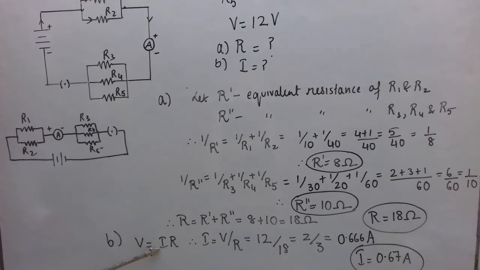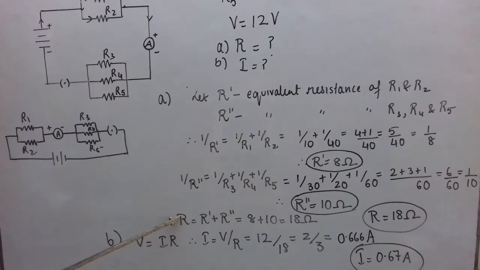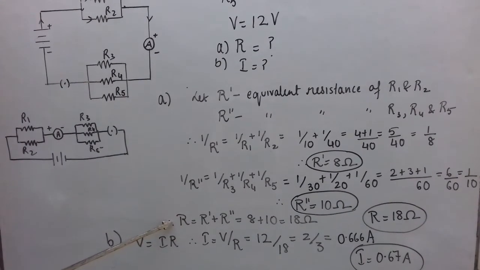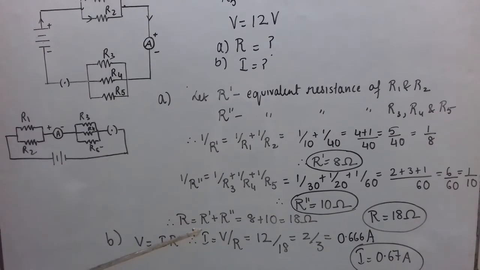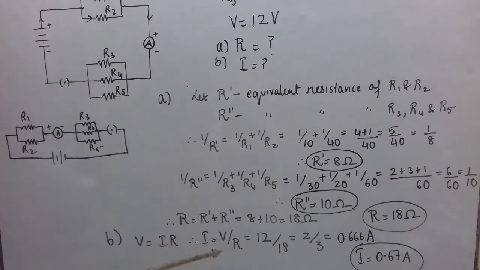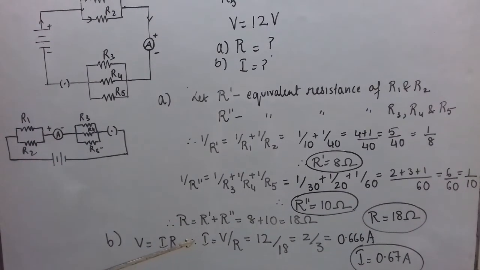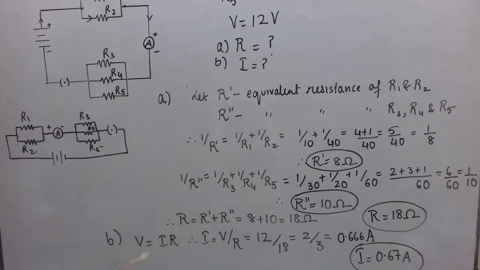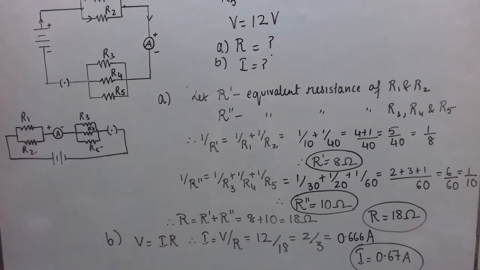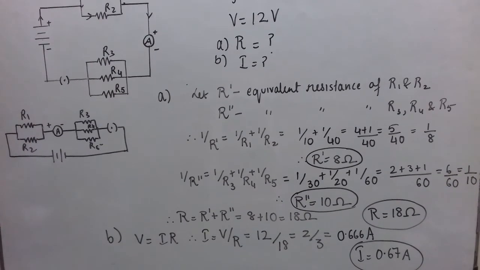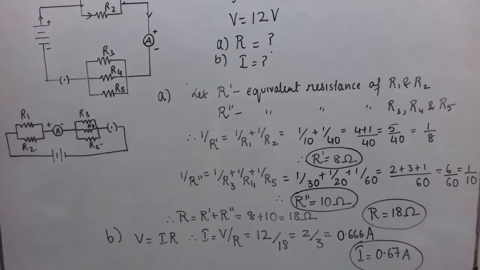I we have to find out. R we have found just now because it is the total resistance in the circuit. So using this formula, I is equal to V by R. Put the values of V and R, 12 volts, 18 ohms. We can find that I is equal to 0.666 ampere. Rounding it off to 2 decimal places, we can write I is equal to 0.67 amperes.